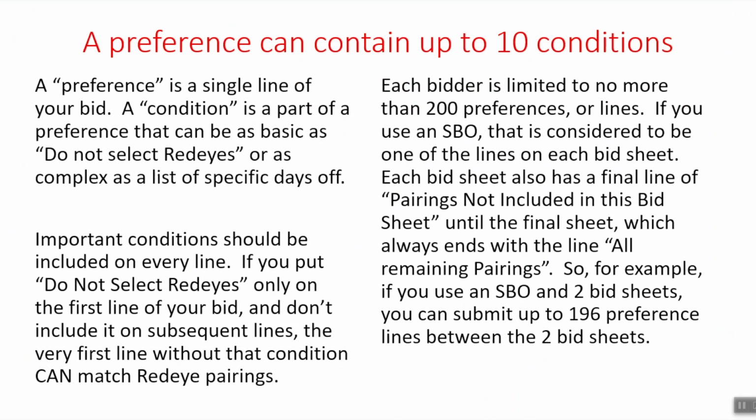One other thing to mention about preference lines is that each bidder is limited to no more than 200 total preferences. Your schedule build options, which shows above line 1 while you're bidding, actually becomes line 1 once you start bidding. The last line of each bid sheet, which is pairings not included in this bid sheet on the first and/or second bid sheet, and all remaining pairings on whatever your last bid sheet is, also count against that line allowance. So for example, if you use a schedule build options and you use 2 bid sheets, then you can submit up to a total of 196 lines between the 2 bid sheets, because the 2 SBOs and the 2 final lines will also be added in as part of the 200 total limit.